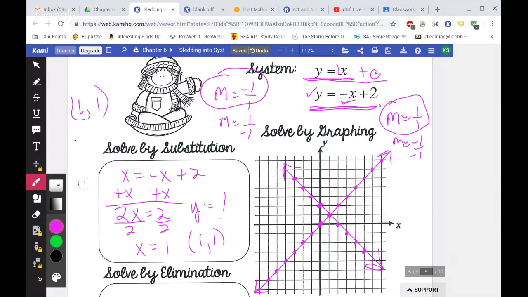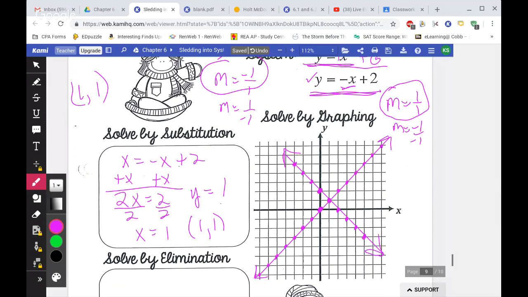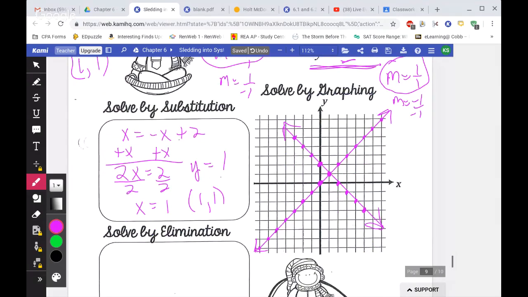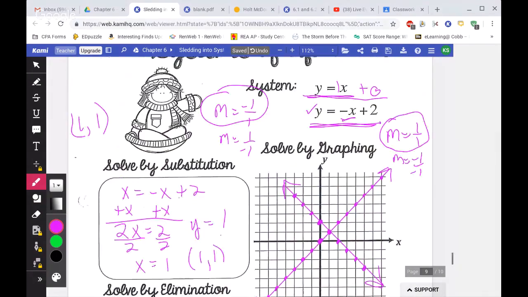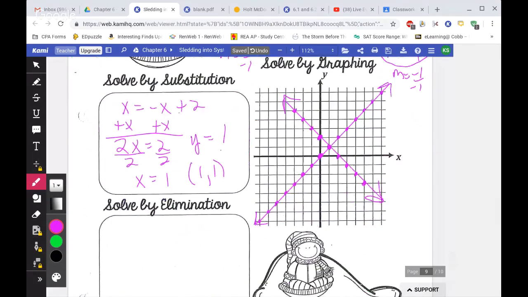So substitute that back in, and I get 1, 1 as the ordered pair. So 2 times... I've gotten the same thing. So that's good. Now, y equals x.